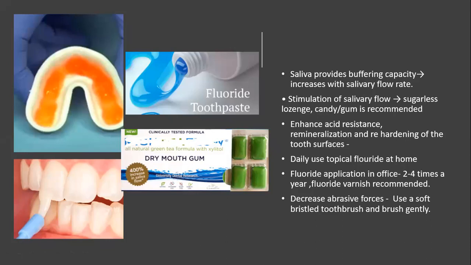And then we can enhance acid resistance of the teeth, and remineralization and rehardening of the tooth surface by fluoride treatment. The patient can be prescribed daily use of a topical fluoride at home, or fluoride application can also be done in the office 2 to 4 times a year. Fluoride varnish is also recommended. And then decrease abrasive forces: use a soft bristle toothbrush and brush gently.